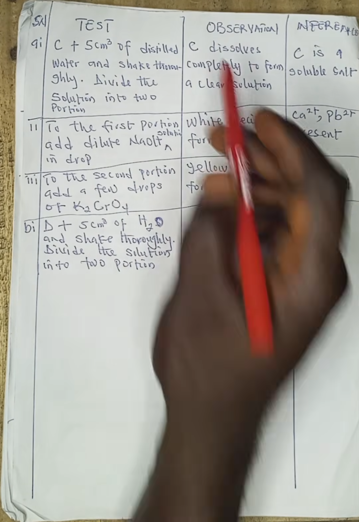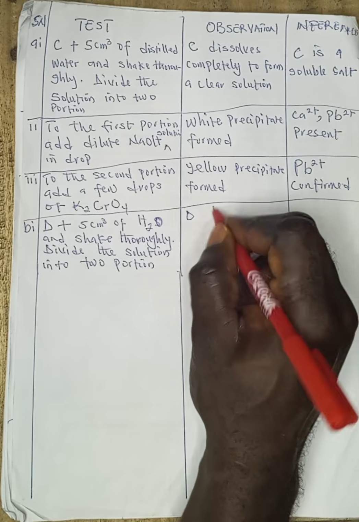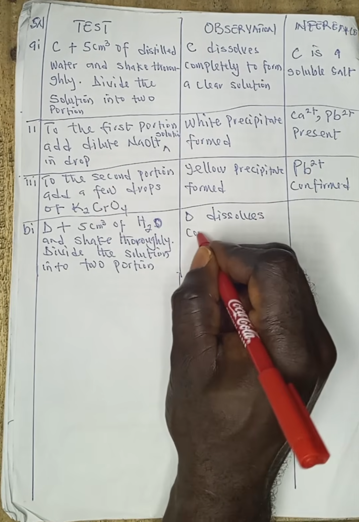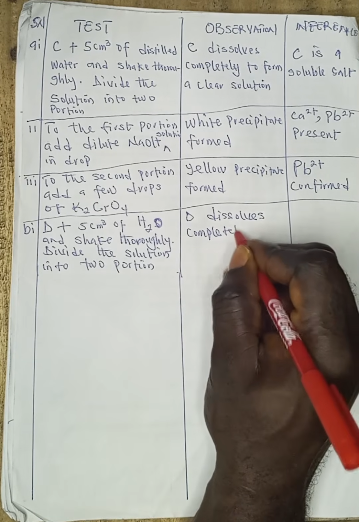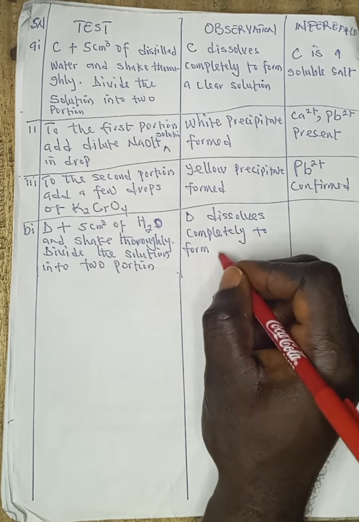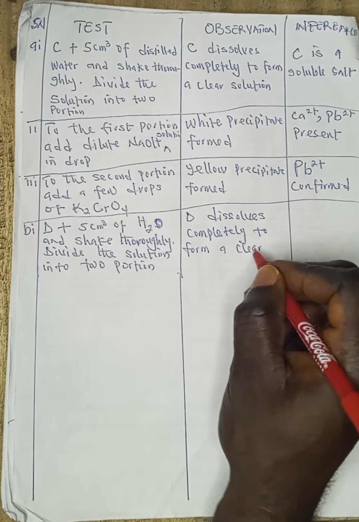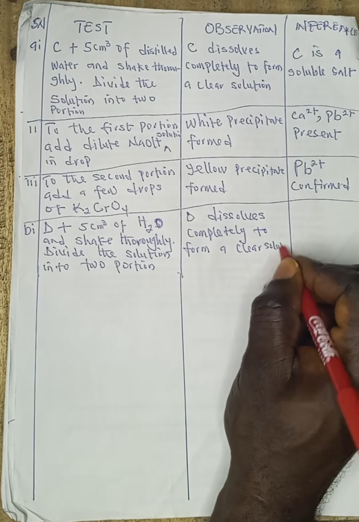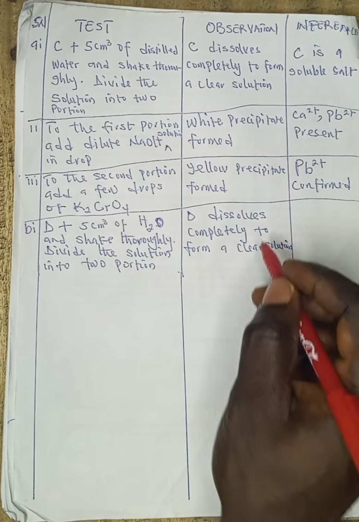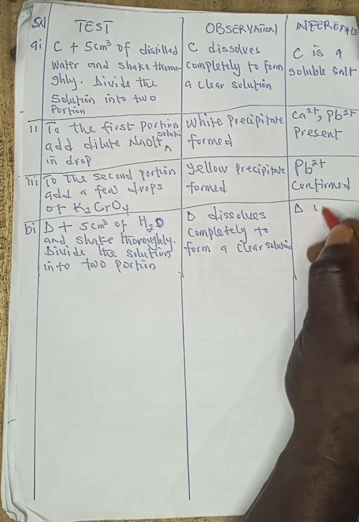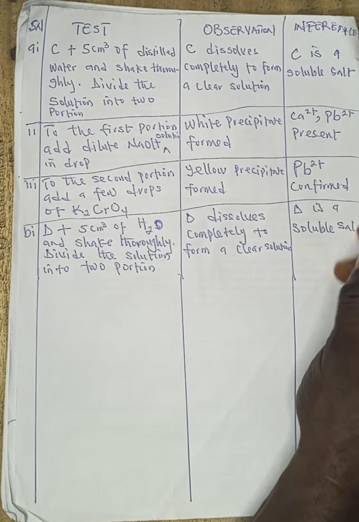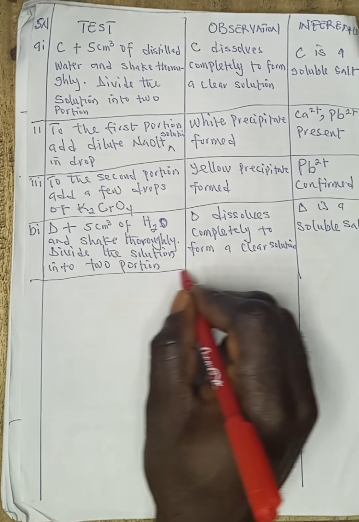It is the same thing here. Okay, you see, it dissolves completely to form a clear solution. It's the same thing here. Okay, so what you do is that, since it dissolves, it is a soluble salt. Okay, you will realign.